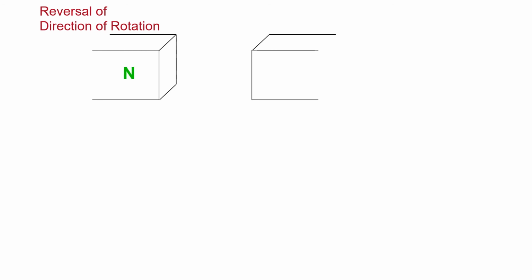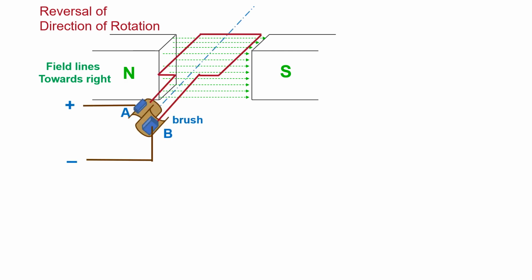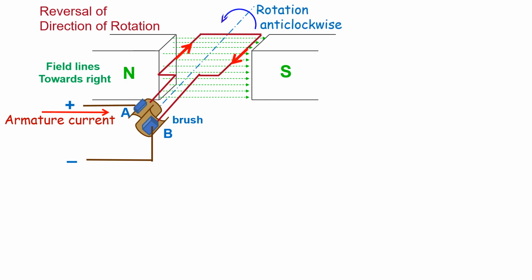Let us know how to reverse the direction of rotation of a motor. You have two magnetic poles, north and south. The magnetic field lines are towards right. You have the armature. Armature current is passed from the supply through brush A. The coil currents are shown by arrows. If you apply Fleming's left-hand rule, you will find the coil to rotate anti-clockwise.